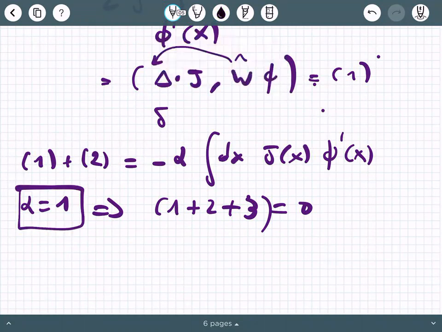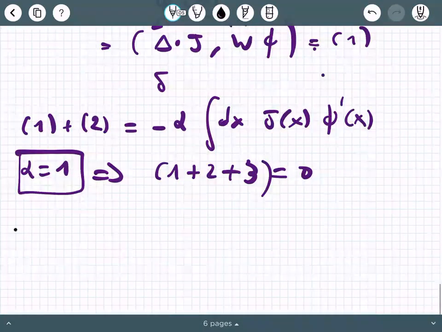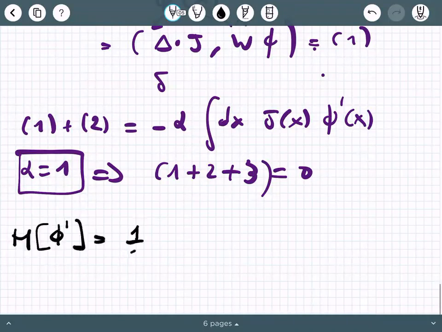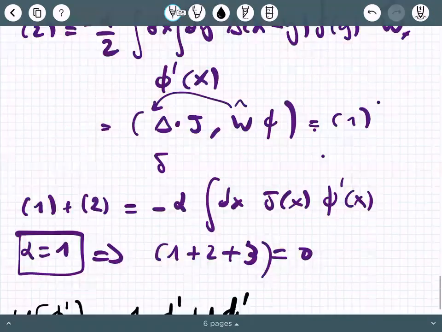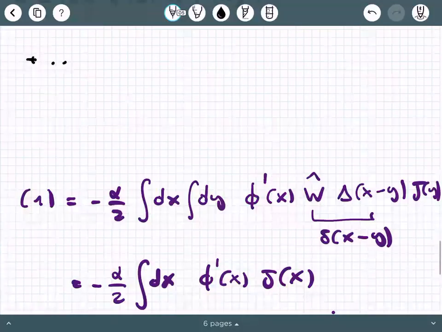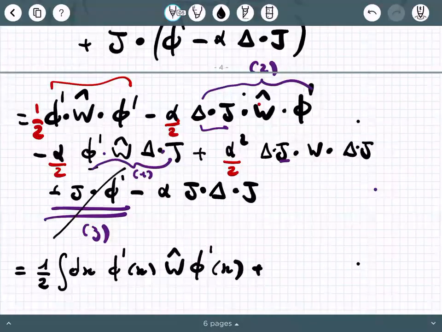And what does the remaining part of the Hamiltonian look like? The Hamiltonian will be 1/2 phi prime W phi prime. And now I'm left, I will not have this, I will not have this, and I will not have this. I'm left with these two terms. And also everywhere I see alpha, now I can put 1.